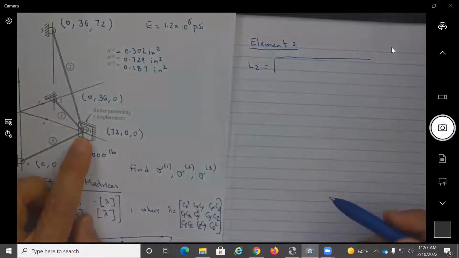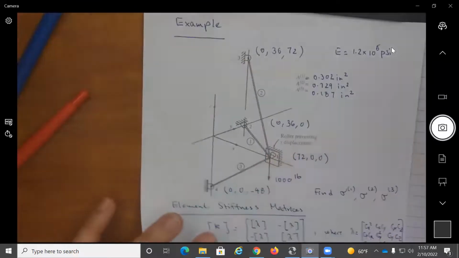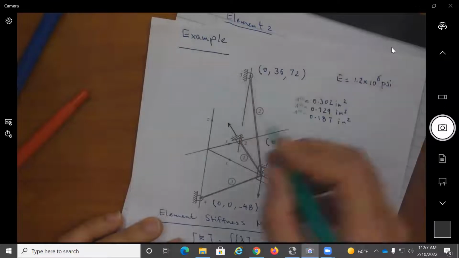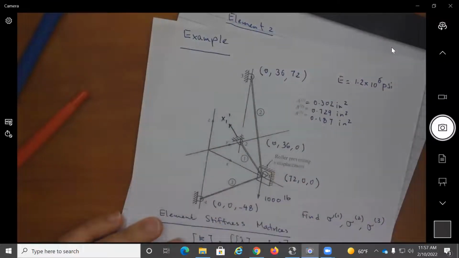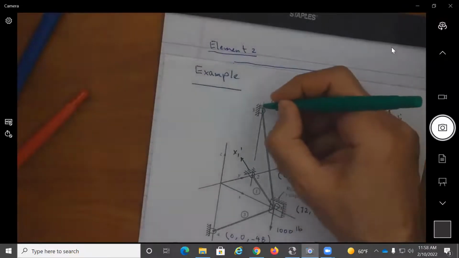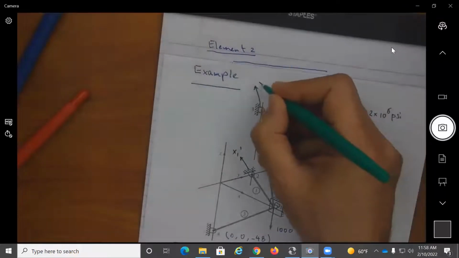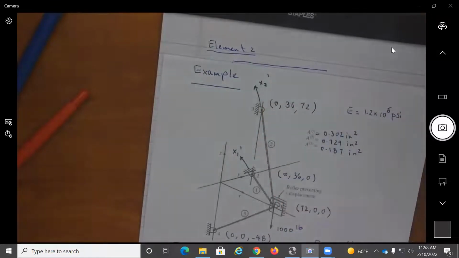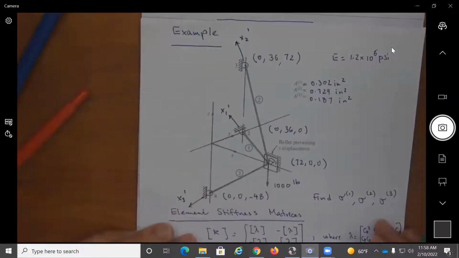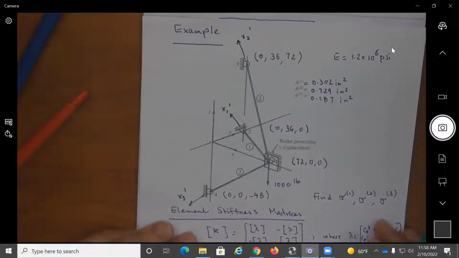And again, the local directions are important. I think I should have shown these first. So we have decided to make this for element 1, this would be x1 prime. For element 2, going from 1 to 3, this is x2 prime. And for element 3, that would be x3 prime. So it is really important to mark these, so when we're finding the cosine angles, we're finding them in the right direction.